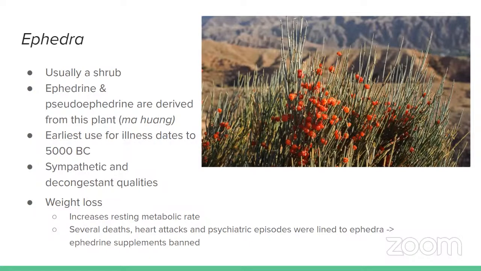And they used to make diet pills out of ephedrine, and then they banned them. They made great diet pills because it increased the metabolic rate, so you burn calories faster. Unfortunately, at the same time, ephedrine was causing potentially heart attacks, potentially psychiatric episodes. So the FDA decided that this was not great, and ephedrine supplements were banned.